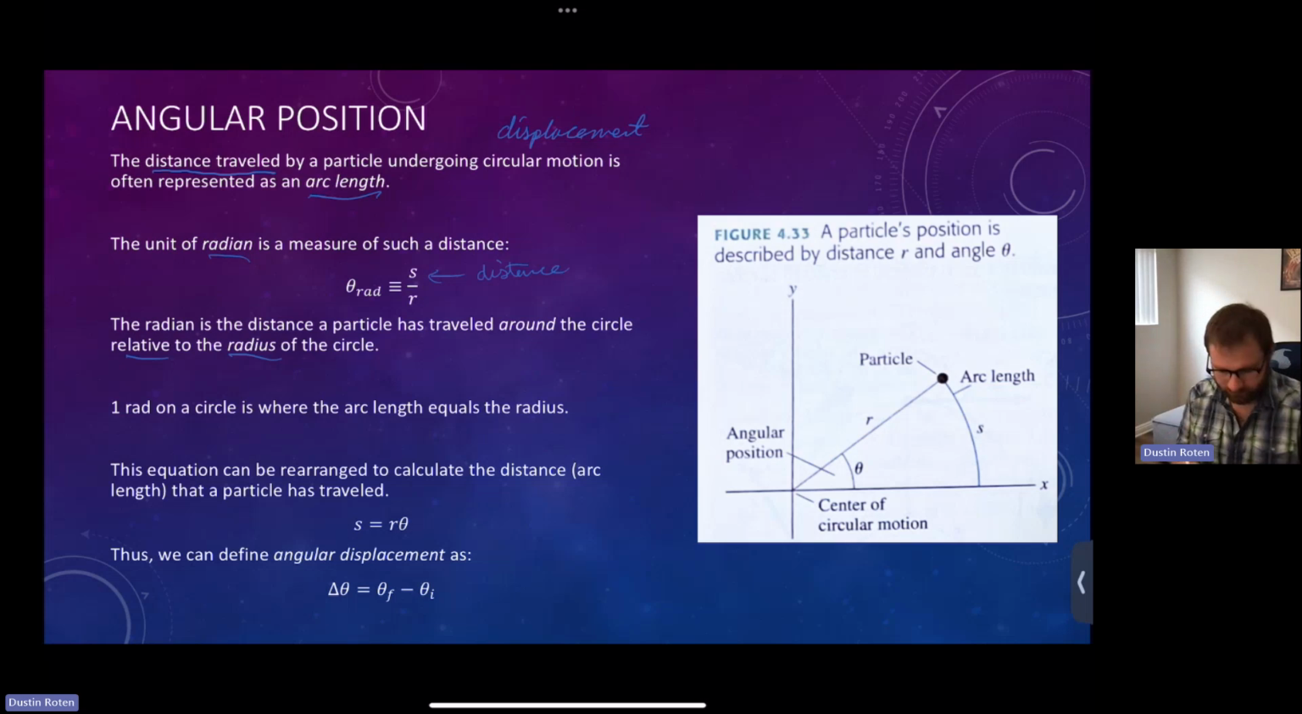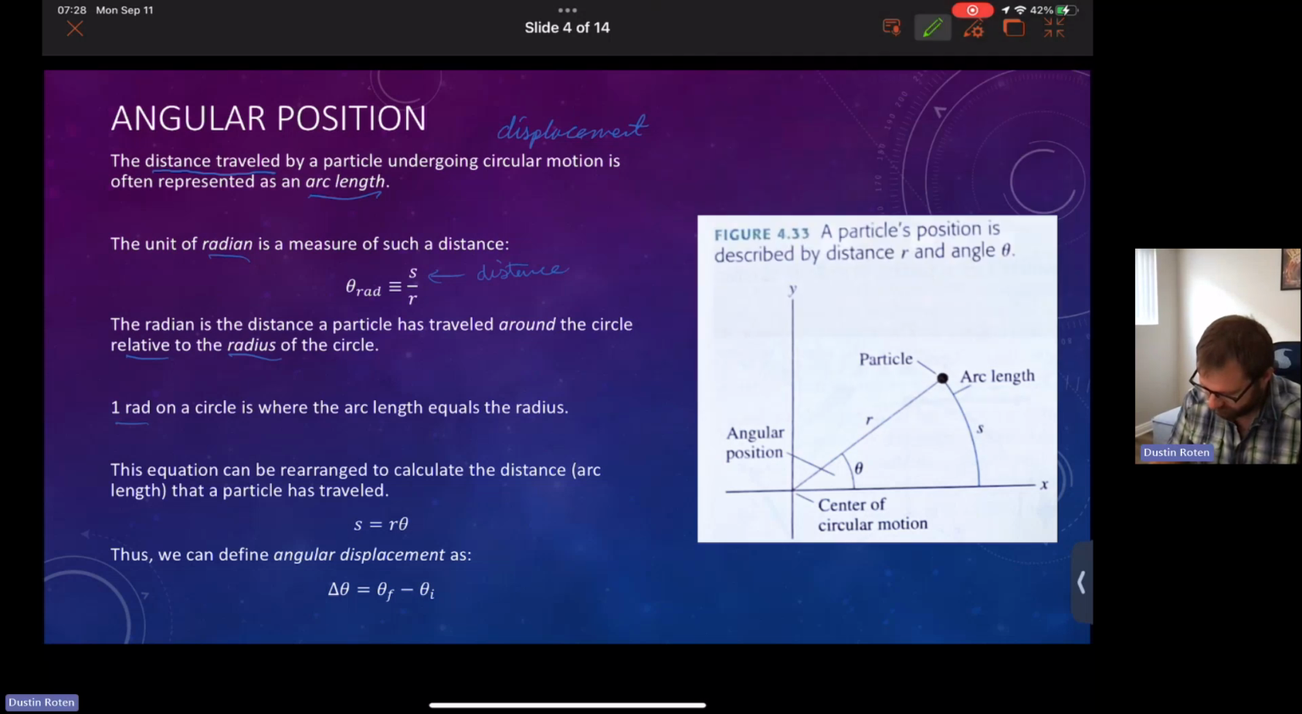So 1 radian on a circle would be like saying, oh, well, this particle's traveled 1 radius. If this particle has traveled 1 radian, it would be about right here, I think. 1 radian equals 1 radius. So if the particle travels 1 radian, that means its arc length is the same as the radius. So again, you can just think of measuring these distances in terms of the number of radii that the particle moved around the circle.